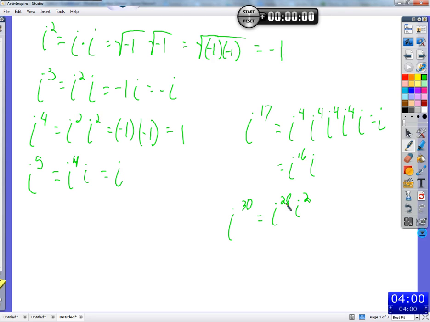Well, this is just a bunch of i to the fourth multiplied together. And i to the fourth is 1. It's 1 times 1 times 1 times 1 times 1 times 1, 7 ones multiplied together. Times i squared, which is negative 1. It is just negative 1.